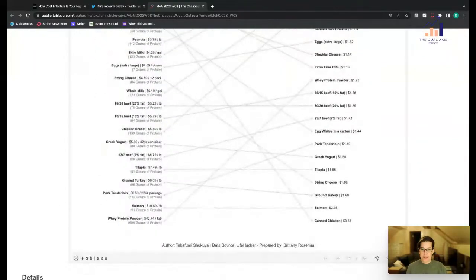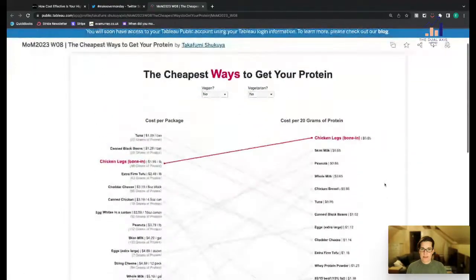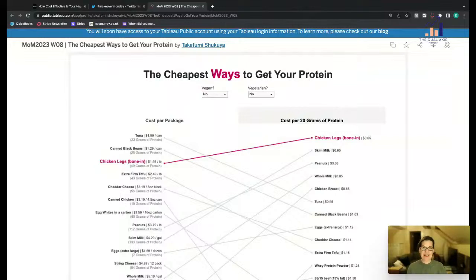Okay, so we've got a nice long viz. So we've got a slope chart. The cheapest ways to get your protein. Vegan, vegetarian. Again, give me some context. Tell me what I'm looking at. The title says something, but the cheapest ways to get your protein, is chicken it? Because the color suggests it might be, but I don't know.